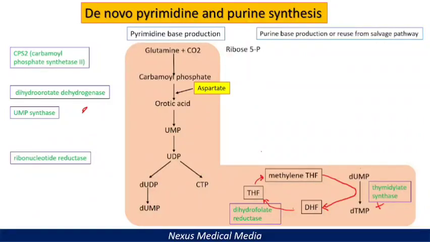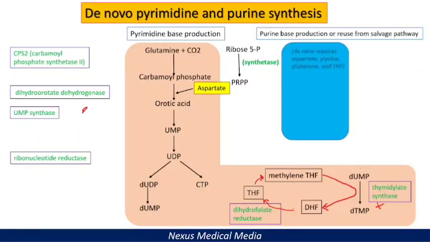Right, so we have the hexose monophosphate shunt, or the pentose phosphate pathway. It yields ribose 5-phosphate. Ribose 5-phosphate is converted to phosphoribosyl pyrophosphate by the synthase enzyme, and then this PRPP is shunted here to make the purine bases. In de novo synthesis of purines, it requires aspartate, glycine, glutamine, and tetrahydrofolate.